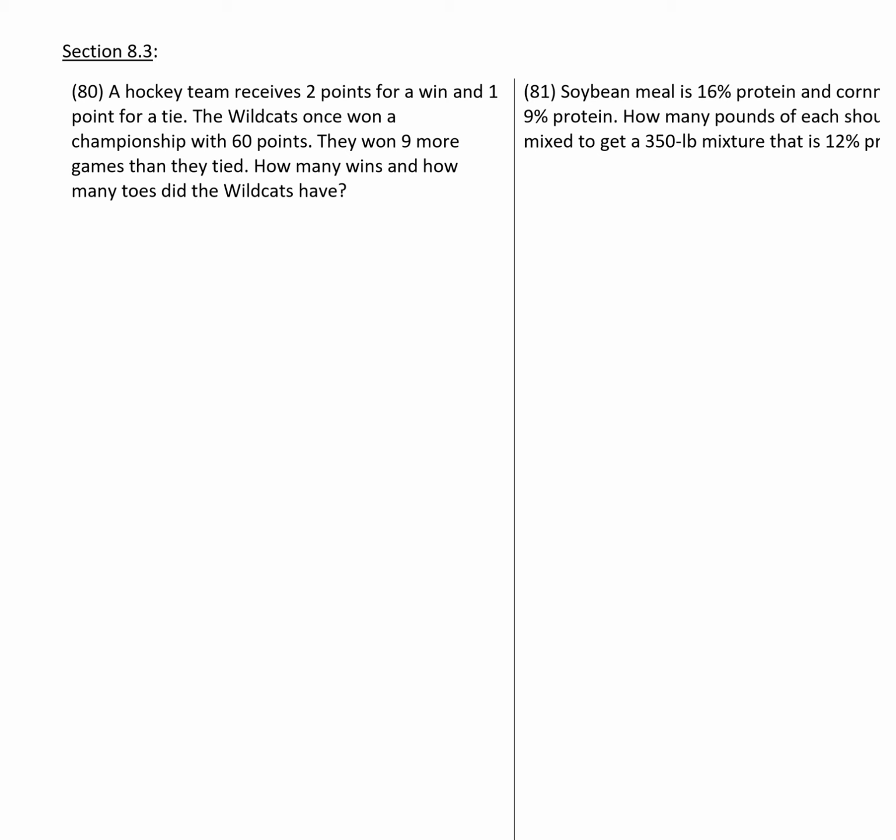I'm just going to read through it to make sure it makes sense. A hockey team receives 2 points for a win and 1 point for a tie. The Wildcats once won a championship with 60 points. Okay, so I'm thinking 60 points is made up of however many wins and however many ties, so it's kind of mixed up between them.